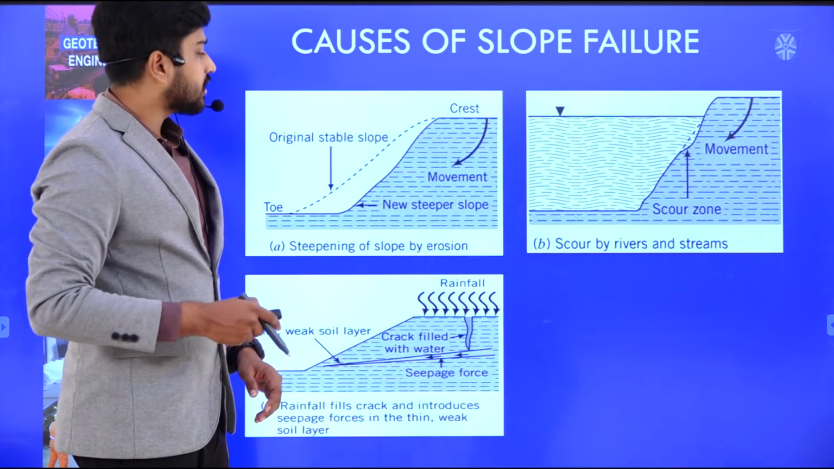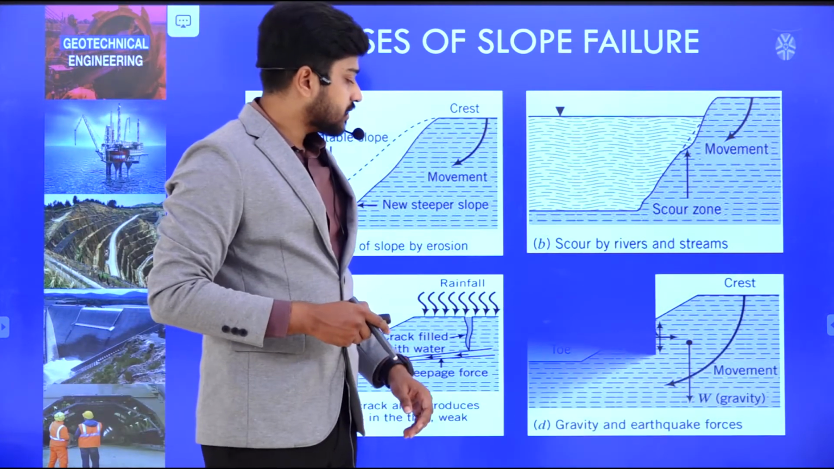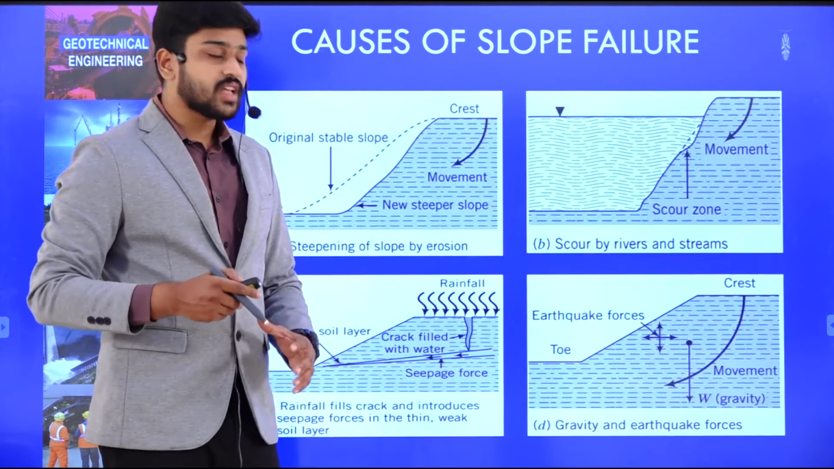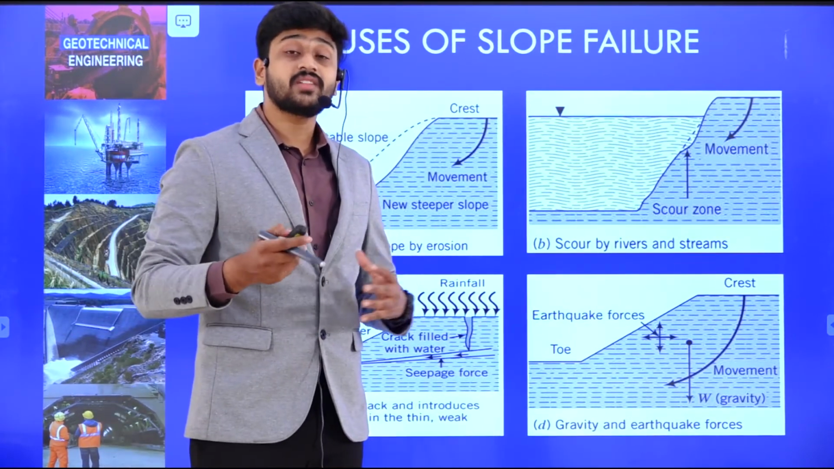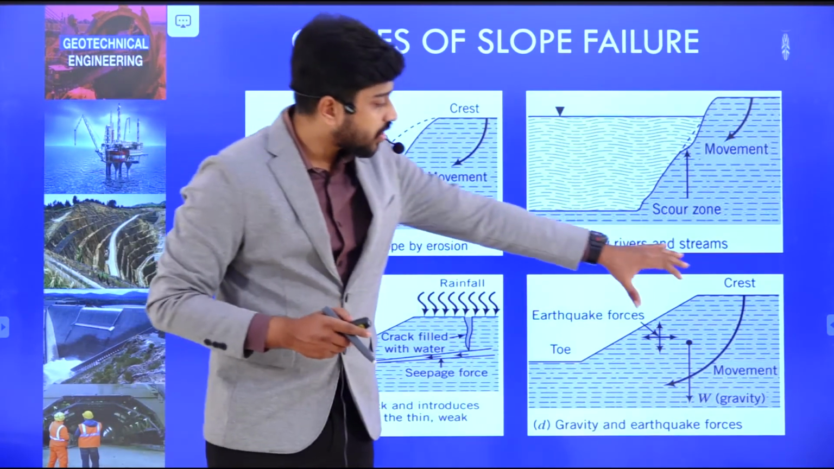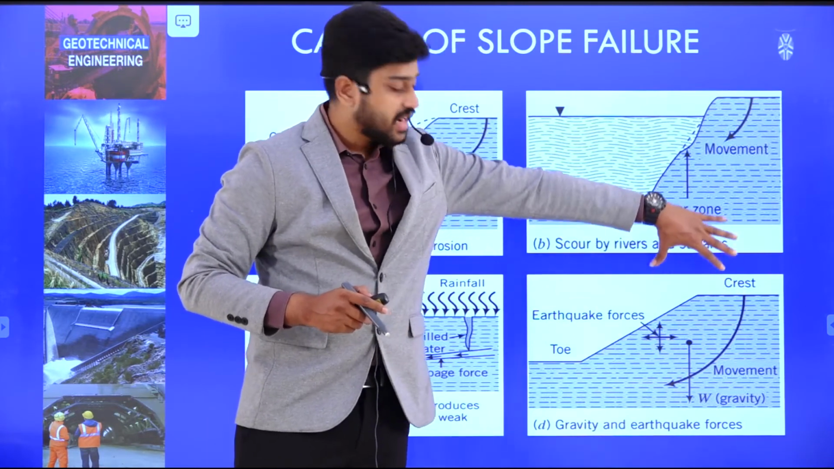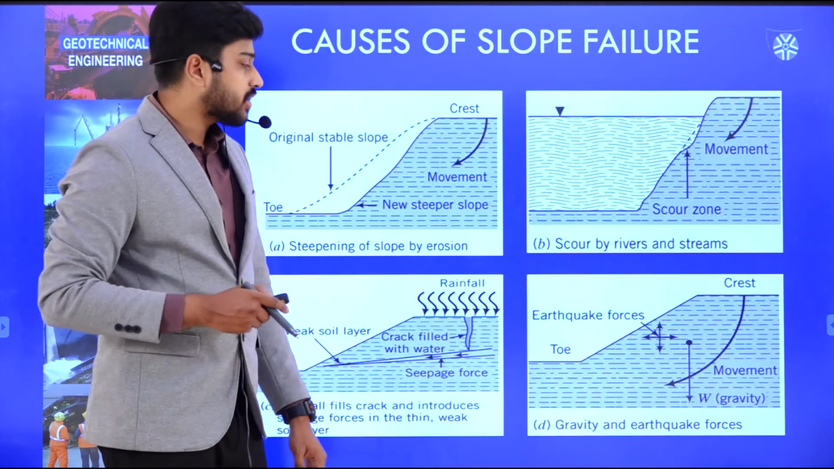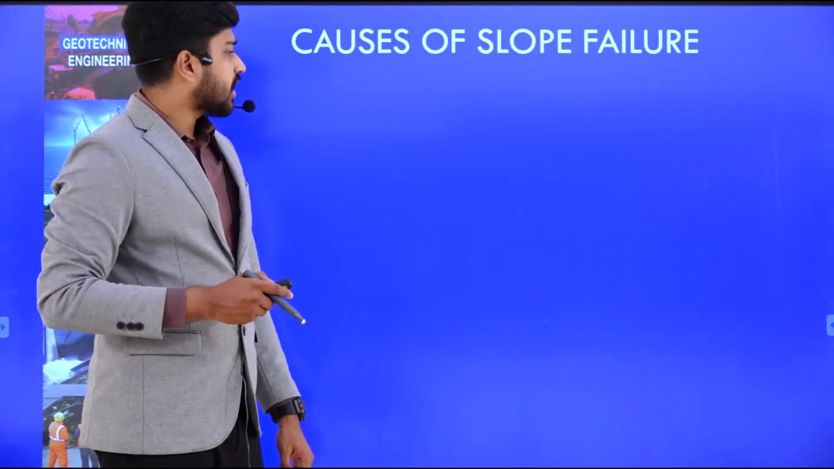Let us look at the other one, that is gravity and earthquake forces. That means only due to the self weight as well as some external vibrations. So what will happen? Obviously this will try to move and this will try to slide down. Okay, then also a sloping failure will occur. Let us look at some of the other examples here.